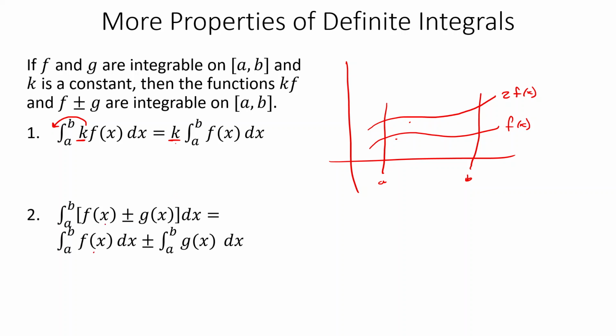All right. Now, if we're adding or subtracting two functions, and we're taking the integral of them, the definite integral, we're finding the area under the combination of them, we can separate it. And we can just say it's the integral of the first function plus or minus the integral of the second function. So the sign stays the same in between, and we just separate it into two separate integrals.